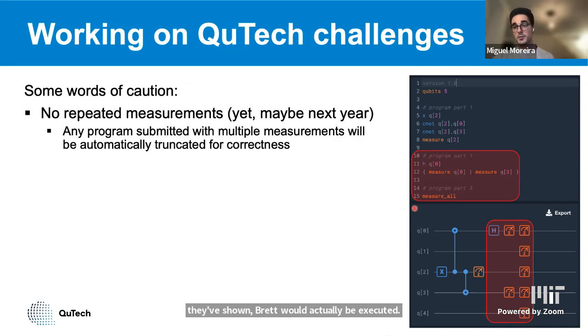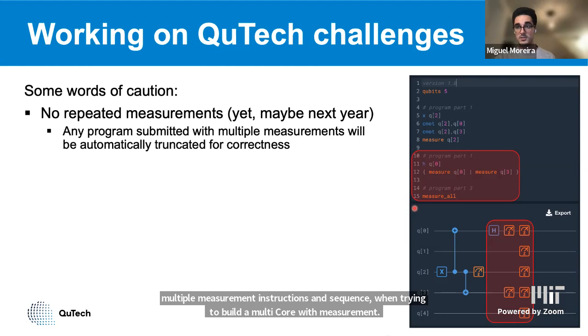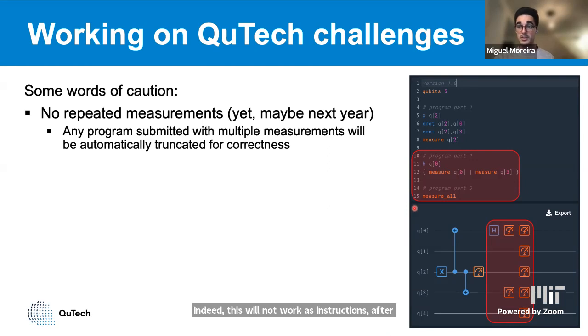Now, a common mistake we have is for people to write multiple measurement instructions in sequence when trying to build a multi-qubit measurement. Indeed, this will not work, as instructions after the first measurement will be truncated. Instead, users should use an explicit multi-qubit measurement statement, of which we have two kinds that I show here on the right.